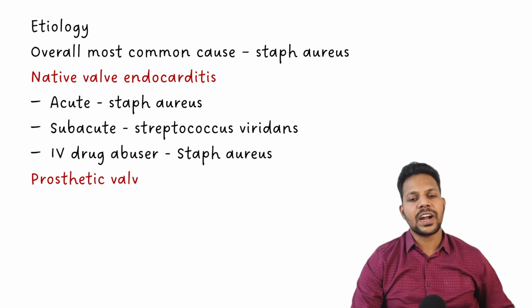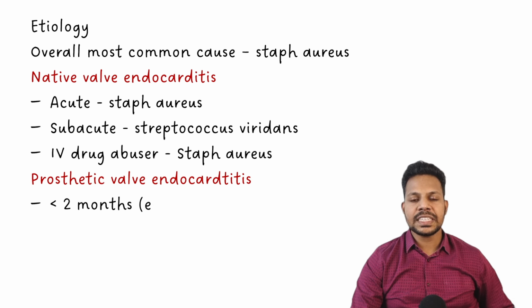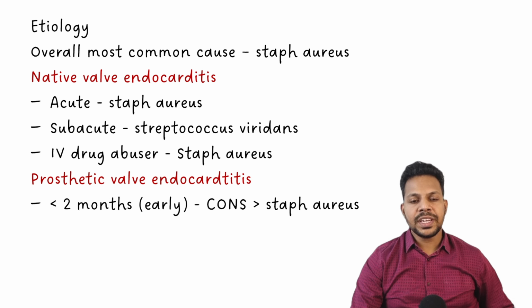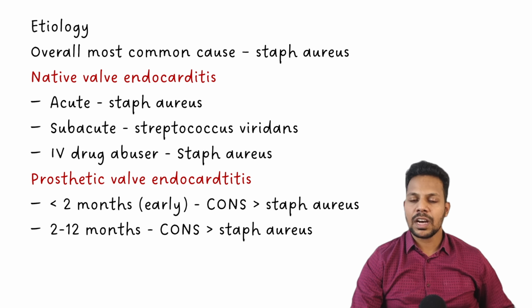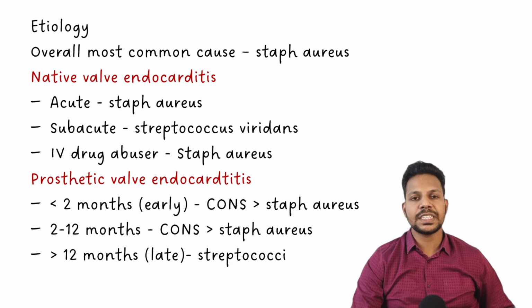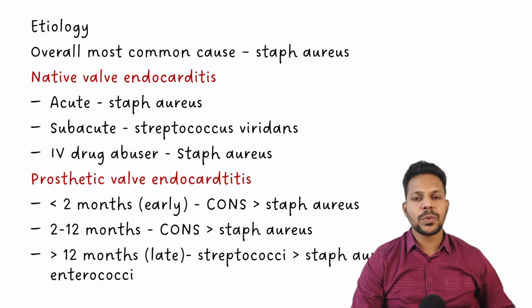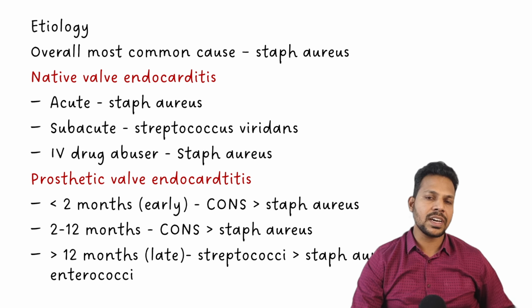And in prosthetic valve endocarditis, the duration is important here. After the prosthetic valve replacement happens, within 2 months of the surgery, the coagulase negative staph is more common than the Staph aureus. During 2 to 12 months after surgery, still the coagulase negative staph is more common than the Staph aureus. And after 12 months, or you can also call it late prosthetic valve endocarditis, this is similar to that of the native valve endocarditis, where the most common cause is Streptococcus viridans. After that comes the Staph aureus, and then the coagulase negative staph, and lastly, enterococci. So broadly speaking, the common causes of infective endocarditis are the Staph aureus, coagulase negative staph, Streptococcus viridans, and the enterococci.